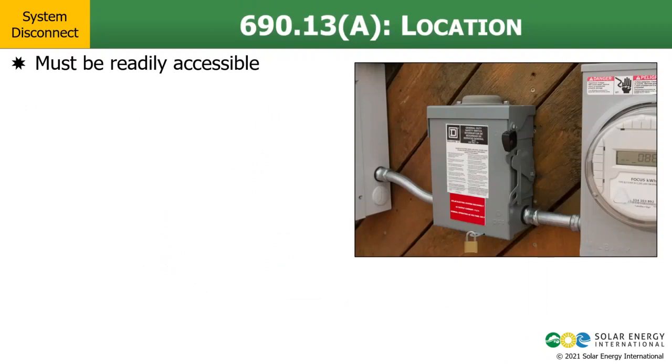Now, Article 690.13(A) has different requirements for the location of our PV system disconnect. Let's keep in mind that we are specifically talking about the PV system disconnect, which may also serve as an equipment disconnect for the inverter, but not necessarily. So these requirements that we're going to talk about in this section specifically apply to the PV system disconnect.